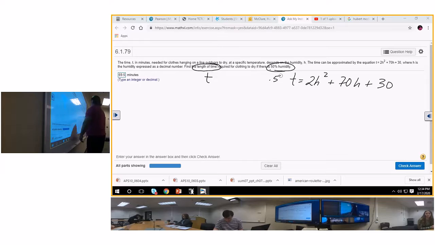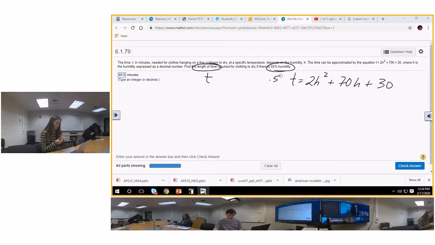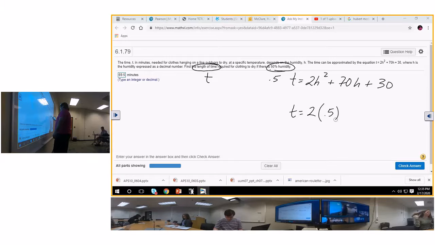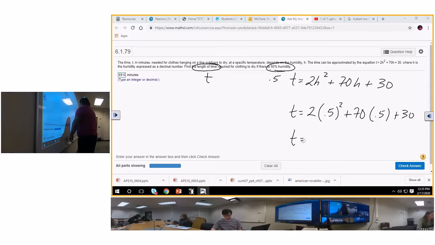Now, you do not need a calculator because I don't think y'all need a calculator to find out what half of 70 is. And 0.5 raised to the second power is 2. So I don't think you need to do that. So T is equal to 2 times, I'm going to go ahead and plug it in, plus 70 times 0.5 plus 30. And that's going to be T is equal to 2 times 2.5.